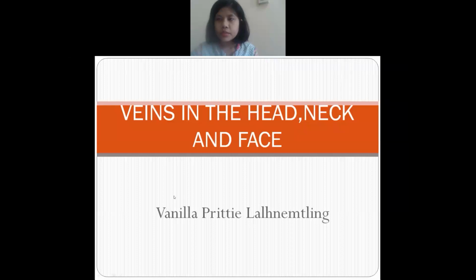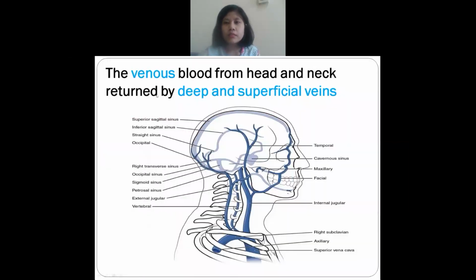So today we will be revising the next topic, which is veins in the head, the neck and the face. Yesterday we discussed arteries, so today we will be discussing this. Okay, let's start. The venous blood, that is the deoxygenated blood from the head and the neck, is returned by which veins? It is returned by the deep and the superficial veins. Understand? The deoxygenated blood is mostly returned.